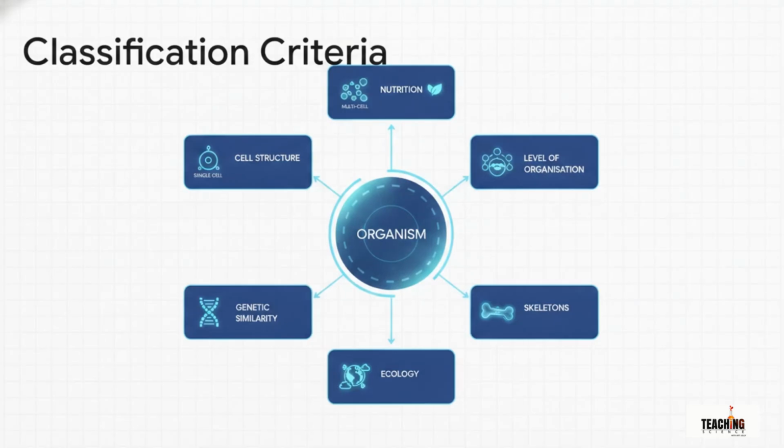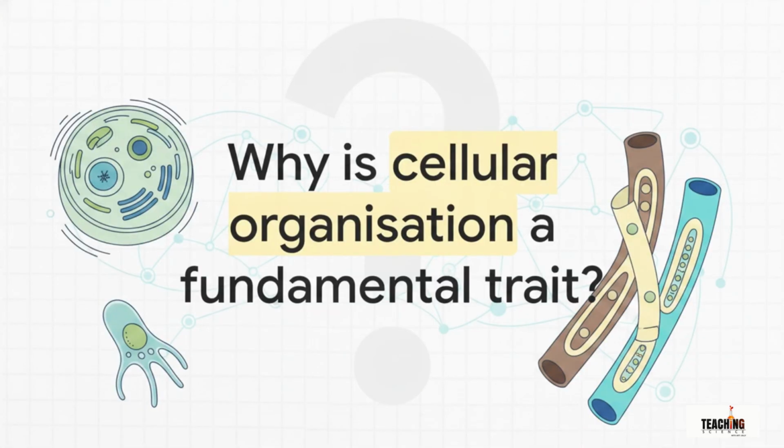So what exactly do we look for when we're trying to decide if 2 organisms belong in the same group? Well, scientists cast a really broad net. We don't just look at where an animal lives. We're looking for deep, fundamental similarities. We examine their cell structure, like are they single-celled or multi-celled? We look at their mode of nutrition. Do they make their own food or do they depend on others? We also check their overall level of organization, internal structures like skeletons, their ecological role, and these days, even their genetic DNA similarity. Now, let's test this logic with a really important NCERT conceptual question.